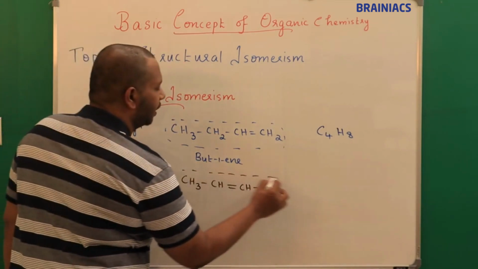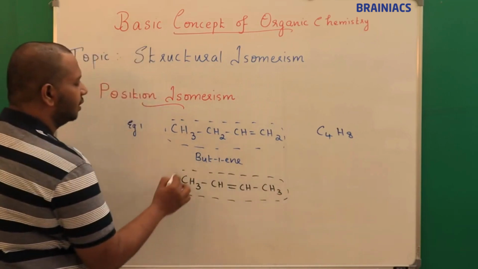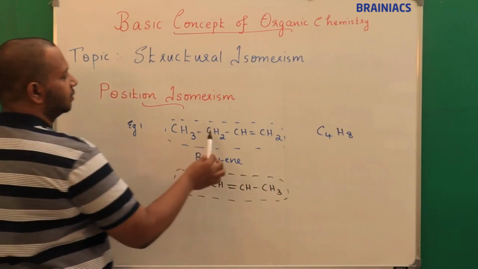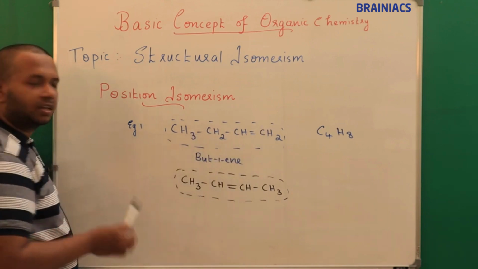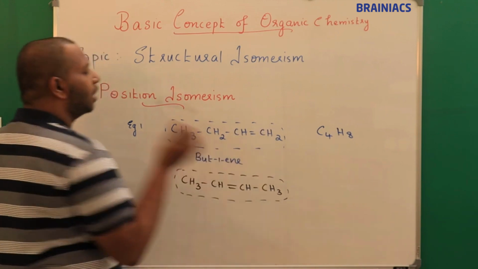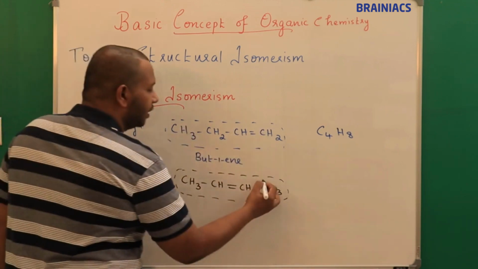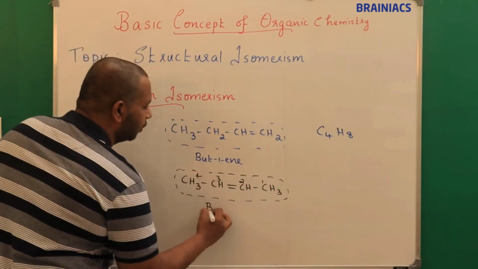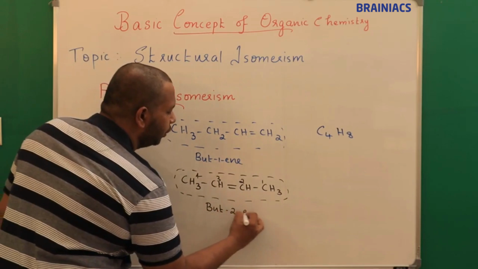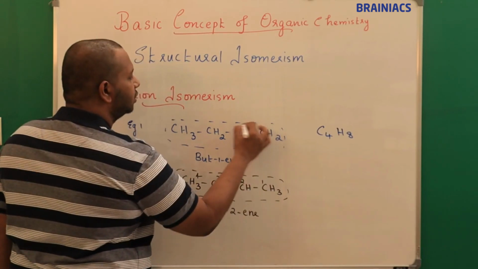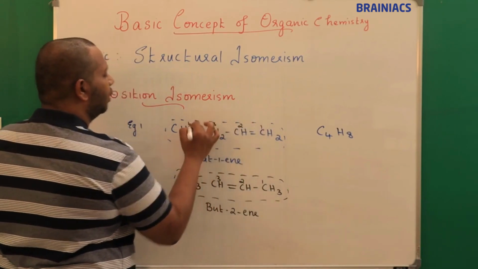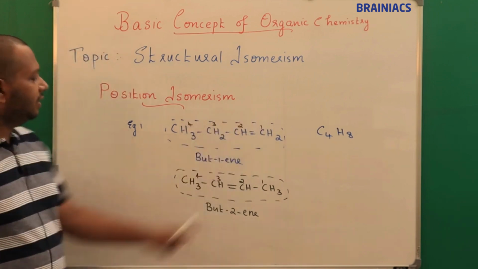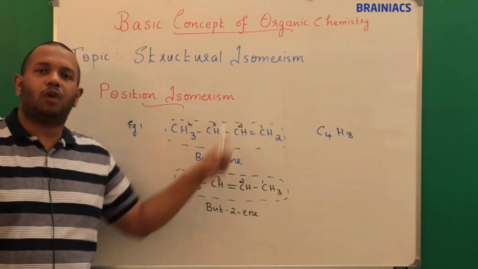Again I will select this as my parent carbon chain. Now if you see in this parent carbon chain, 4 carbon atoms are here. Here also 1, 2, 3, 4 carbon atoms are there. But while numbering, I understood this is 1, 2, 3, 4. So the compound name is butene. Here it was 1, 2, 3, 4. That's why but-1-ene. So you can see the position of the double bond has changed from 1 to 2.